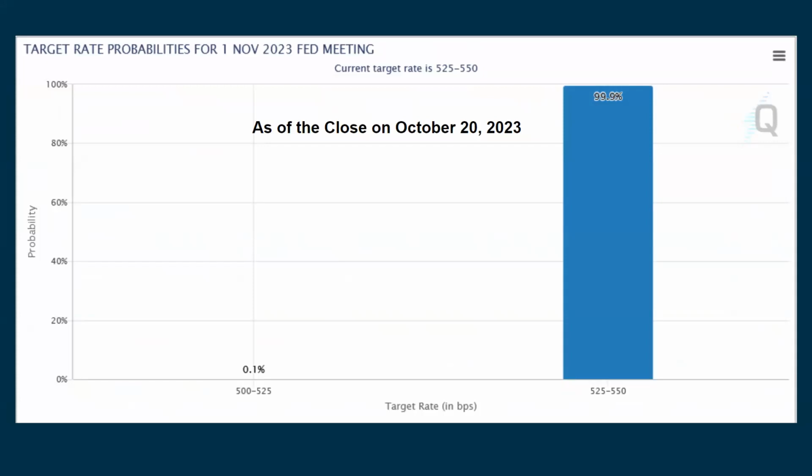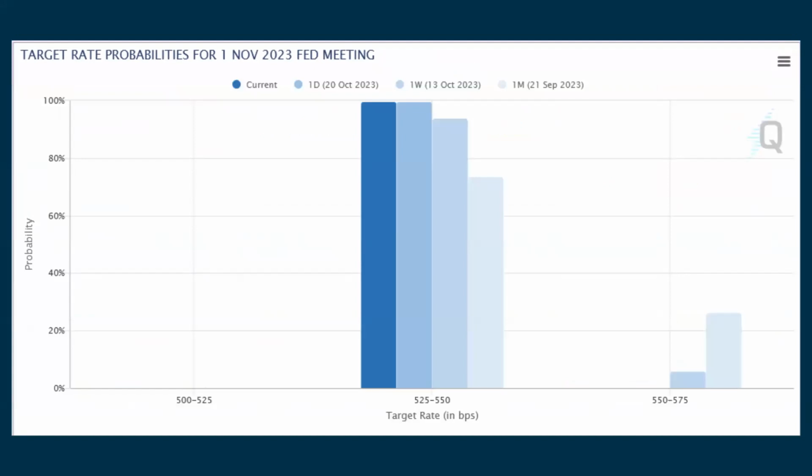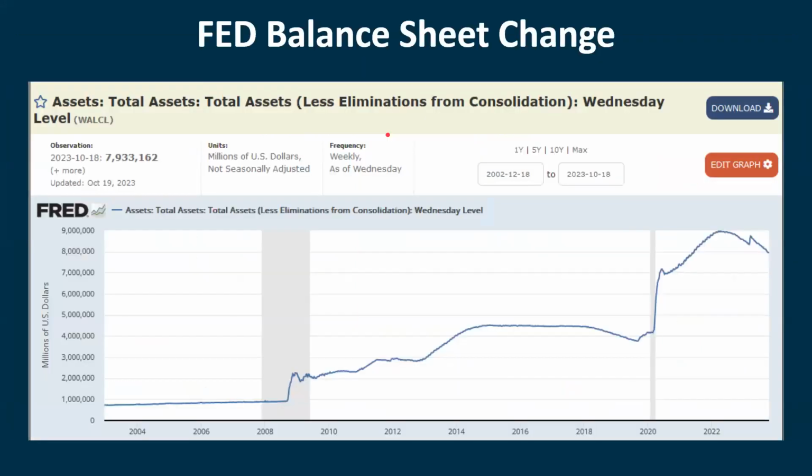You can't get much more absolute than this. As of Friday's close, October 20th, there's a 99.9% chance that the Fed is going to leave rates unchanged at the next meeting. That's almost absolute. But from here, it could only go down, and we still have a few weeks until that meeting actually happens. Here's the change over time, where the dark blue area, that's where we're at right now. Then we have a day ago, a week ago, and a month ago, and how the market has latched onto this idea that the Fed will not raise rates.